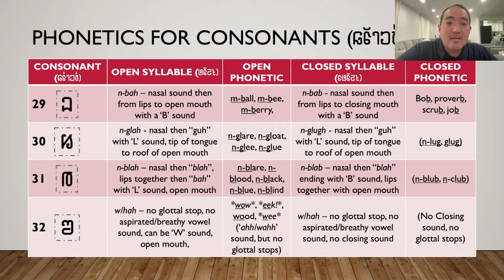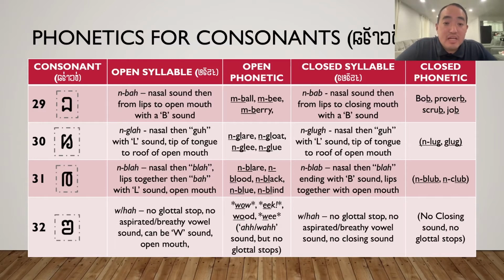Ngla, ngla, right? So it should be produced from the tip of the tongue to the roof of the mouth to the open mouth, right? You'll see this in the word like the letter N with the word glare, gloat, glee, glue, right? And so that's how you pronounce the open phonetic for ngla.